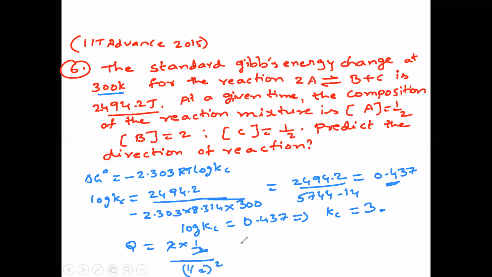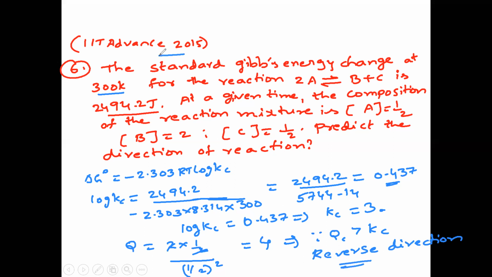So there is 1 by 2 whole square, so 2 square will come to the numerator. So Q is equal to 4. Since Q is greater than Kc, we can say the reverse reaction takes place. The reaction will proceed in the reverse direction, that is the backward reaction. This question came in IIT Advanced 2015.